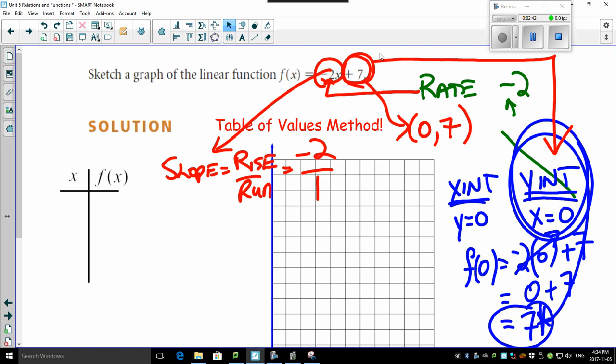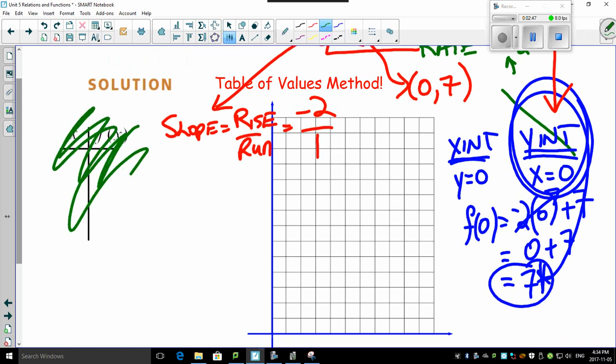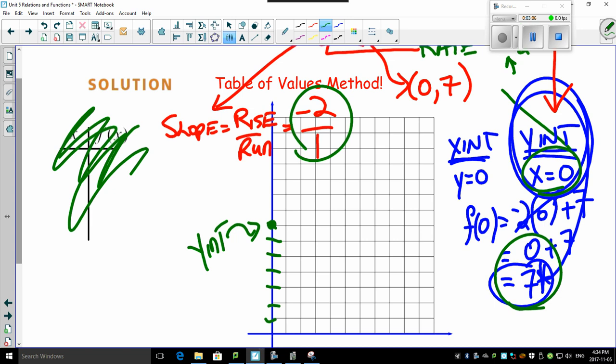Let's graph that. I'm going to scrap this idea of a table of values, and go right into graphing this. Check this out. There's my starting point. X is 0, Y is 7. So 1, 2, 3, 4, 5, 6, 7. There's my starting point, right at my y-intercept. My slope is -2 over 1. So I'm going to go down 2 over 1. There's my next point, and guess what? That's what my graph is going to look like.